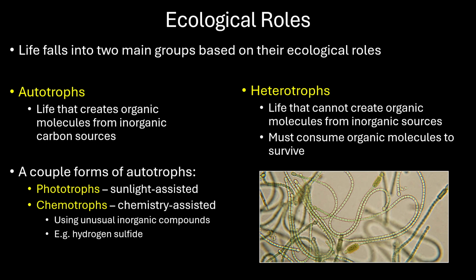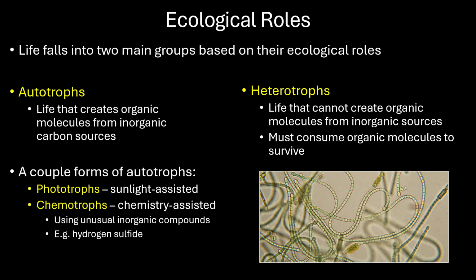Phototrophs are the photosynthesizers. These are the organisms that utilize sunlight to do this. But we also have some really interesting chemotrophs, right? They are chemistry-assisted autotrophs. So they utilize more unusual inorganic compounds. Like, for example, hydrogen sulfide.